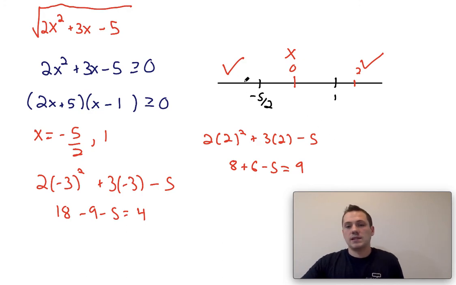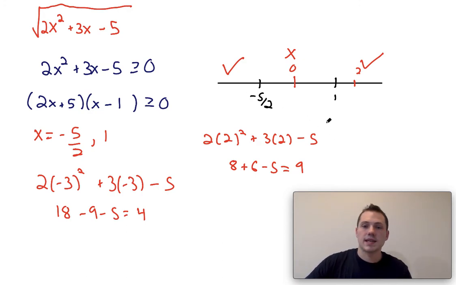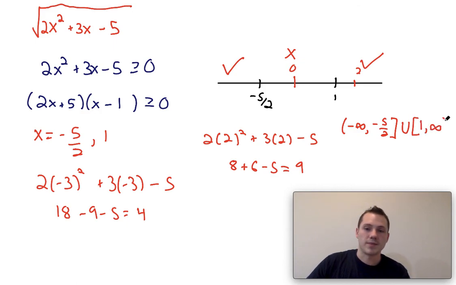So now we can see where this inequality holds is anywhere from negative infinity up until we reach negative 5 over 2, including negative 5 over 2. And then it skips this whole space in here. It doesn't work in that region. But it's true again once we get to 1 as we go all the way up to infinity. And that's how you can figure out the domain of radical equations.